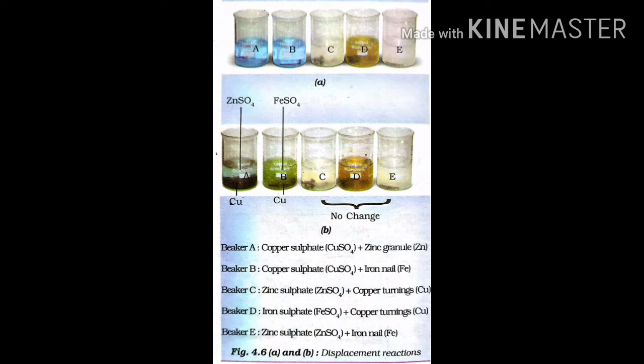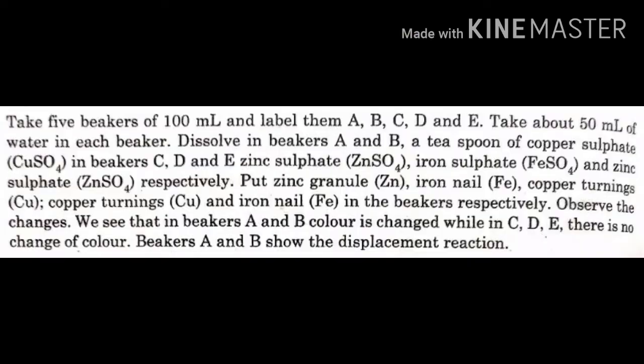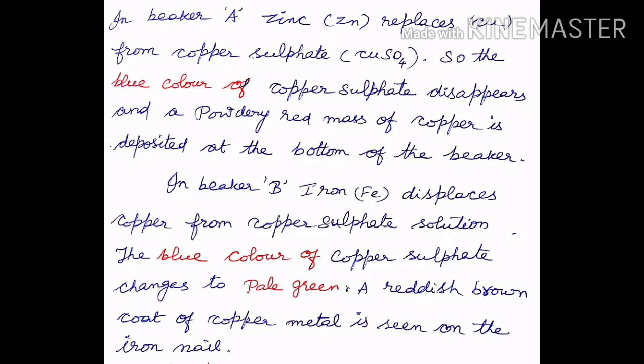Observe the changes. We observe that in beakers A and B, color is changed, while in C, D, E, there is no change of color. Beakers A and B show the displacement reaction. Let us see what has happened. In beaker A, zinc replaces copper from copper sulfate, so the blue color of the copper sulfate disappears and a powdery red mass of copper is deposited at the bottom of the beaker.